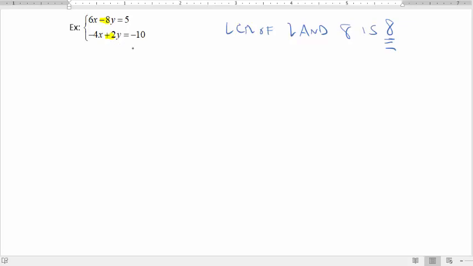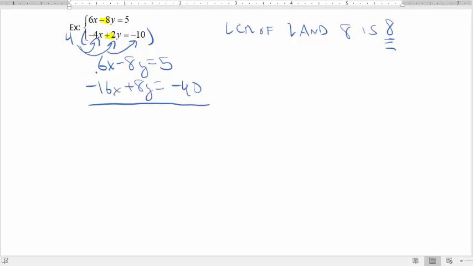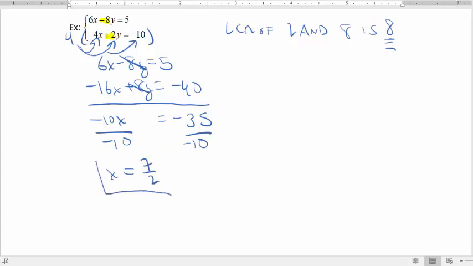So 2 times what will give me 8? Well, I'll just multiply the bottom equation by 4, and I can leave the top equation untouched. So I'll just rewrite the top equation. And then when I multiply the bottom equation by 4, again, remember all three pieces, you get this. And then when you add them up, you'll get negative 10x equals negative 35, and you'll just divide by negative 10. So you're going to get x equals 7 over 2. You could write 3.5, but 7 over 2 also would work.